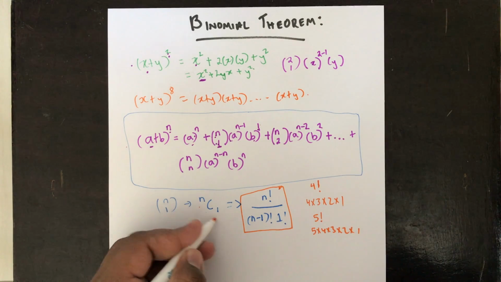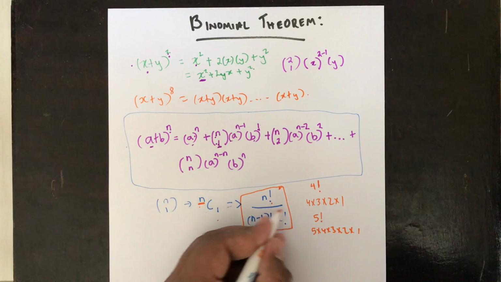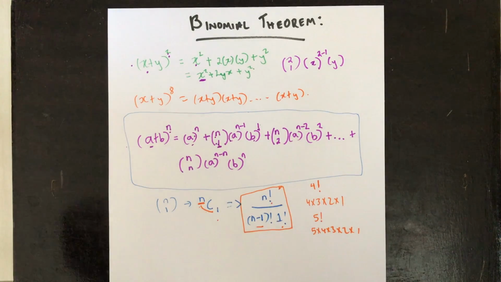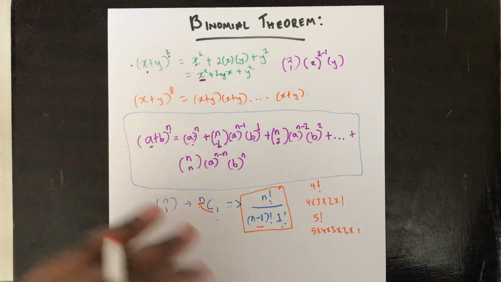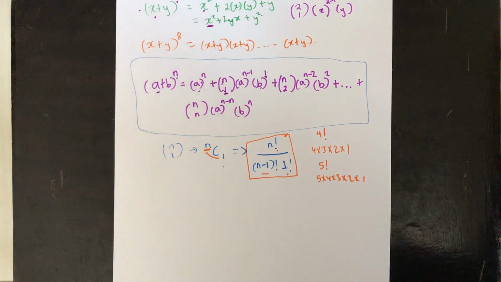Whenever you have nC1, this is the same as n factorial divided by (n minus 1) factorial times 1 factorial. So always remember that. You'll need to get used to that. Now let's do some sums so that it can help you understand this better. You might be a bit confused right now, but I think that if I solve this, then you will be able to understand this.